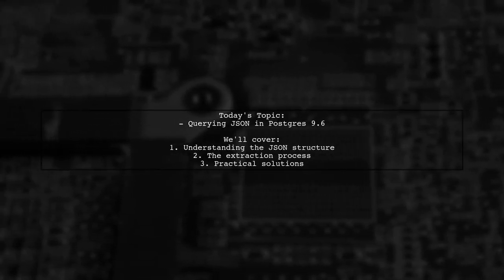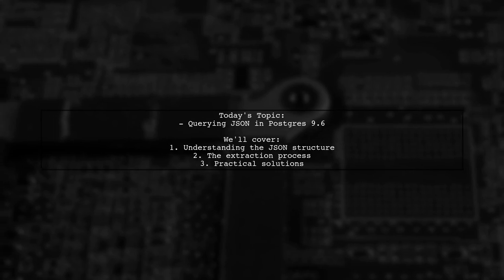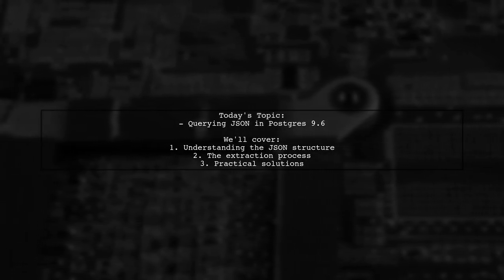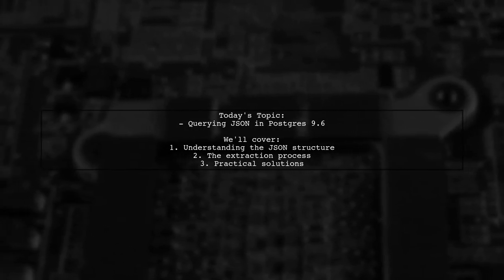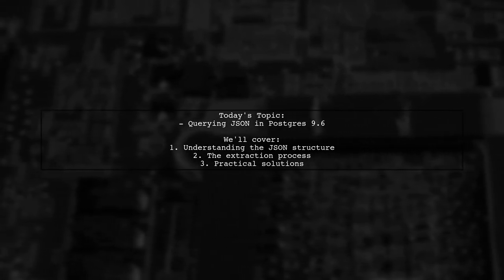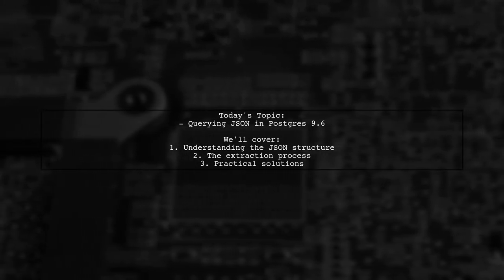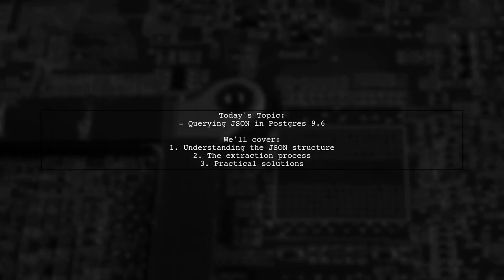Today, we're tackling a question that many PostgreSQL users encounter. Our viewer is working with a table named types that contains a JSON column called location. They want to extract the value associated with type set to state from each row and store it in a new column. Let's dive into the details of this challenge and explore how to achieve this in PostgreSQL 9.6.